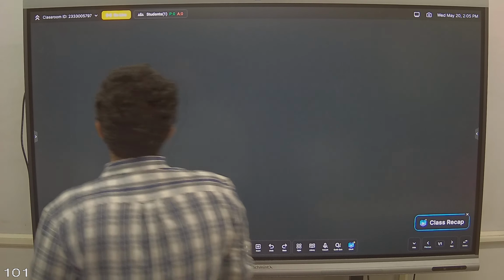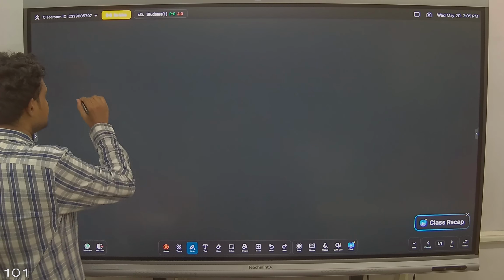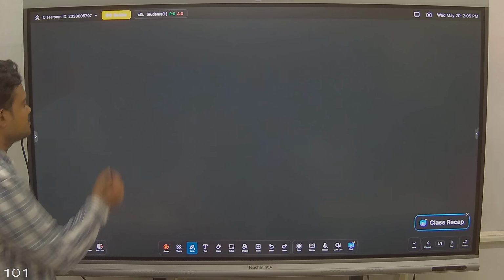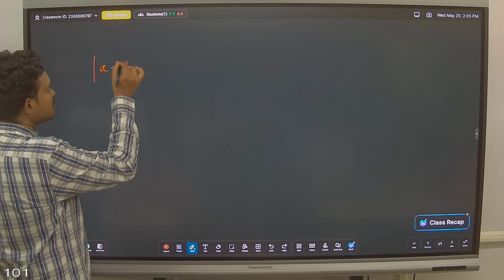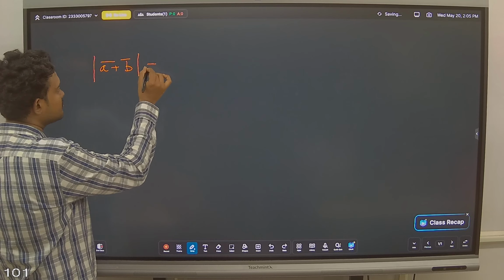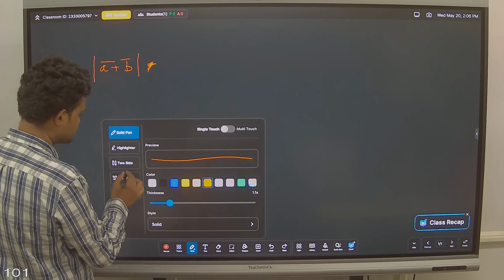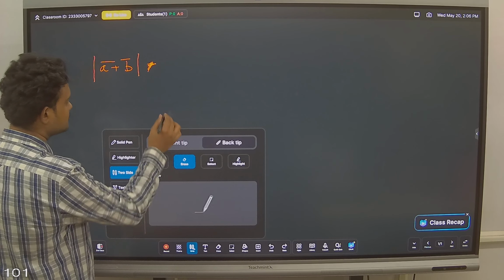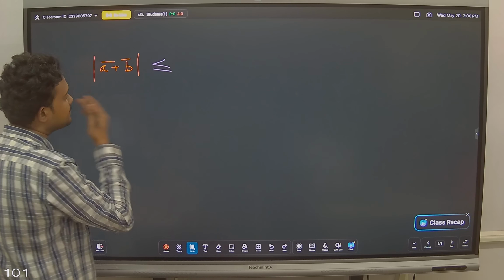If I have two vectors A and B, which are oriented in some fashion, what is the maximum value of mod of A plus B? What is the maximum value of mod of A plus B?